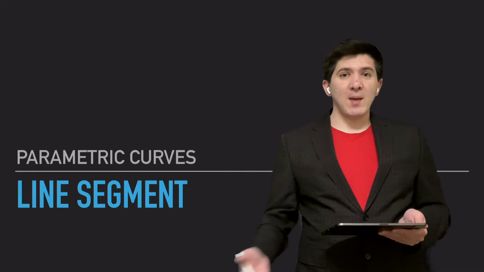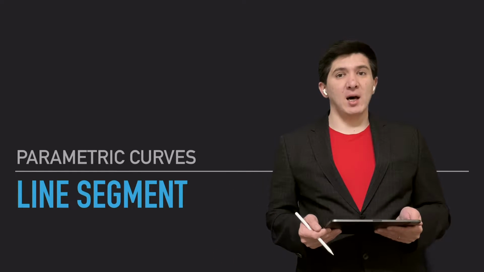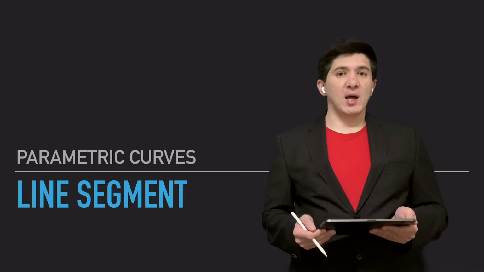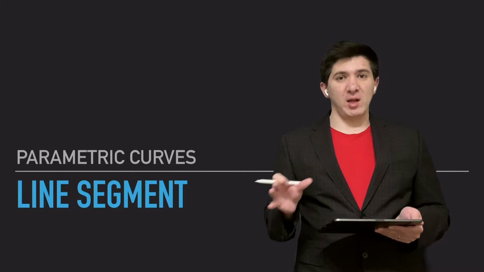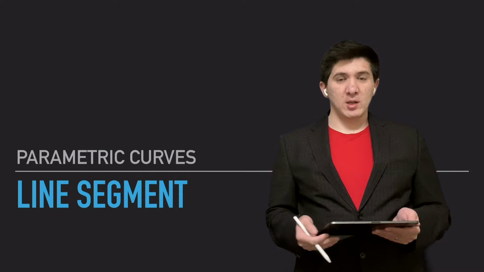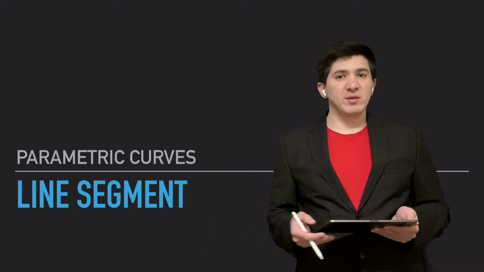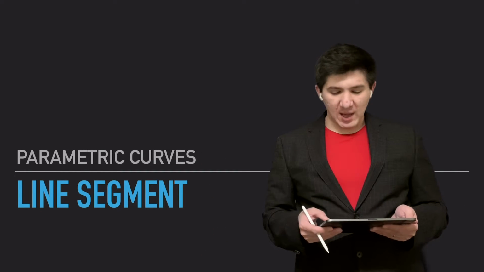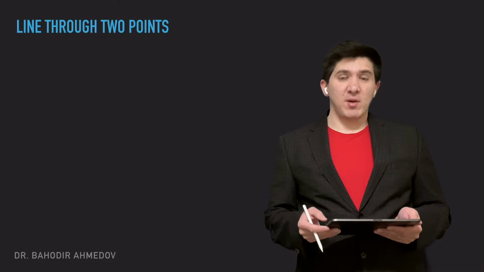In this video lecture, we are going to talk about parametric curves. One example of a parametric curve is the line segment. Essentially, a line segment is the portion of a line between two points. So let's review what the line through two points is and how to construct it, in order to understand its difference from a line segment.